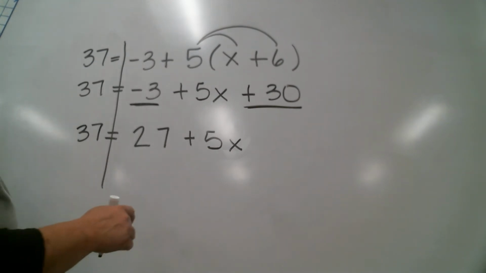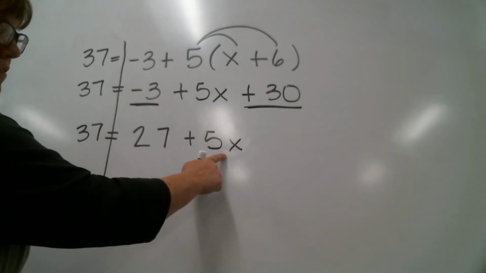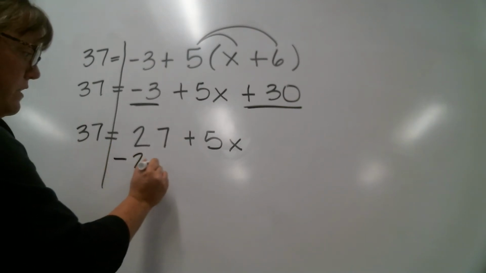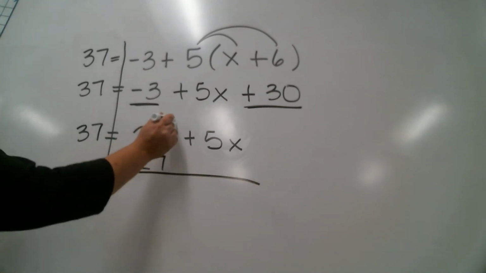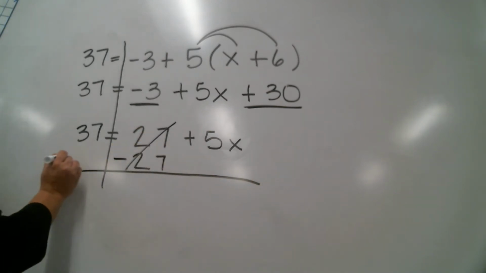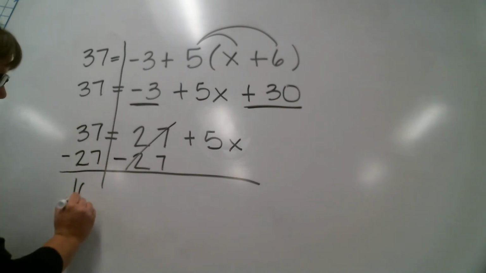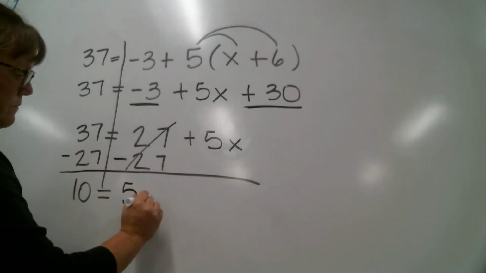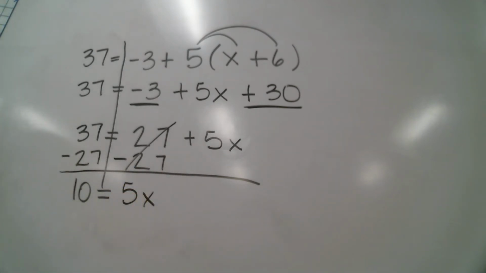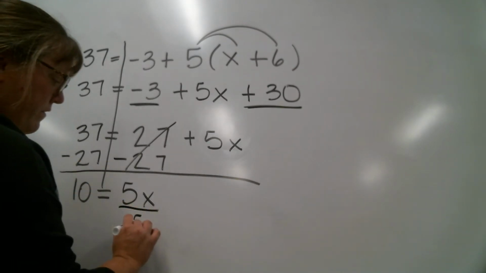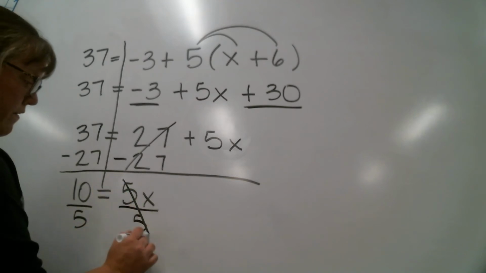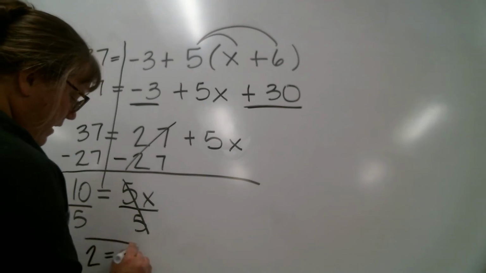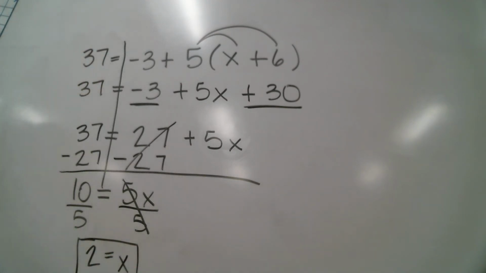Now, remember, I'm trying to get the x by itself right here. So I need to take care of this 27. I need to remove it and move it over here, and I'm going to remove it by subtracting 27. 27 minus 27 cancels out. And then I'm going to subtract 27 from here, and I've got 10. 10 equals, and the only thing I'm left with over here is 5x. So the last thing I need to take care of is just dividing this 5. Divide both sides by 5. That cancels out, and I end up with 2 equals x.